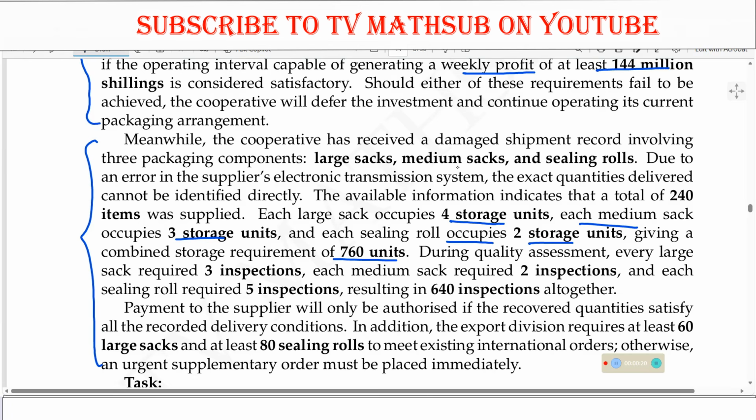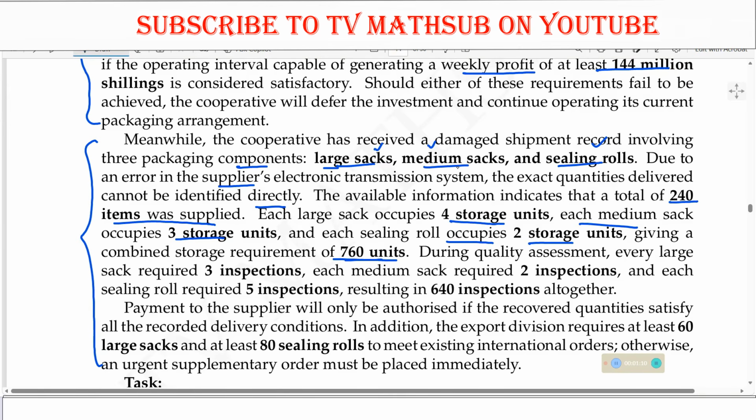They are telling us that meanwhile the cooperative has received a damaged shipment record involving 3 packaging components: large sacks, medium sacks, and sealing rolls. Due to an error in the supplier's electronic transmission system, the exact quantities delivered cannot be identified directly. The available information indicates that a total of 240 items were supplied. Remember, these items include large sacks, medium sacks, and sealing rolls. Each large sack occupies 4 storage units, the medium one 3 storage units, and the sealing rolls occupy 2 storage units, giving a combined storage requirement of this.